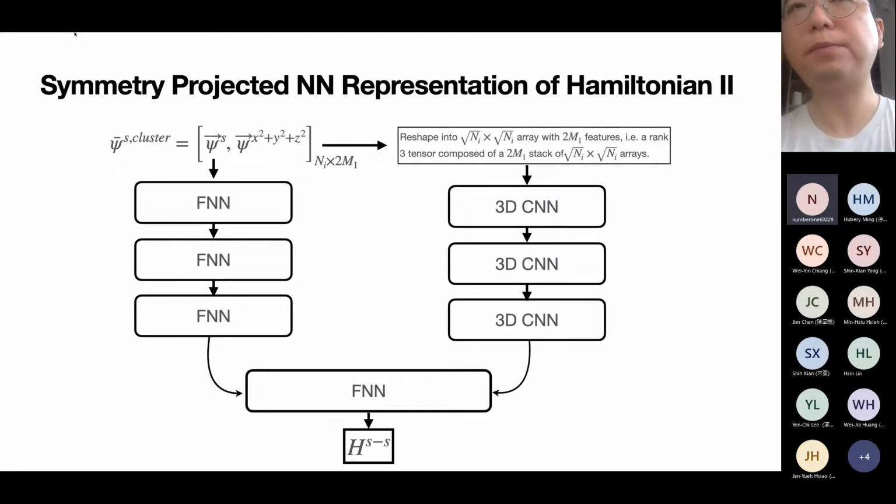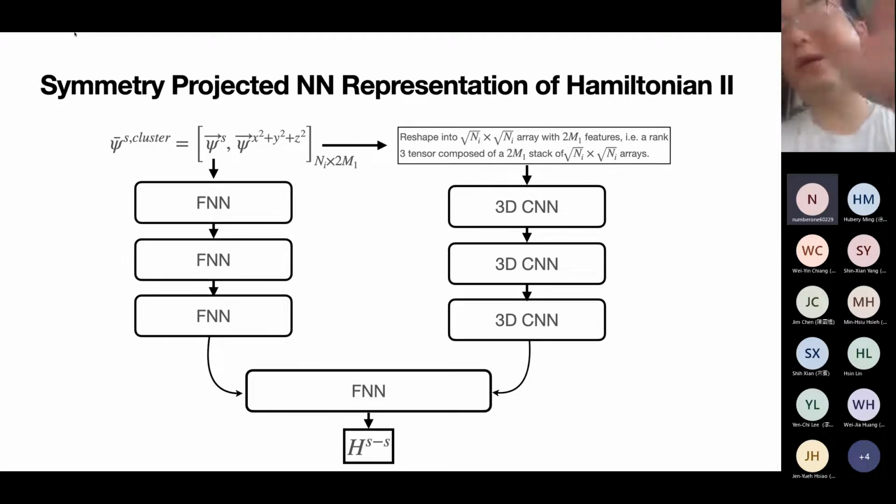So how do we construct these blocks? Okay, now let's look at the HSS block. The Hamiltonian in this case is S wave, and it's formed from all these S orbitals. So what we do is we take all the S orbitals for this cluster, and then we put them into one big vector, and then we have two channels. On the left channel, we feed this huge vector into a feed-forward neural network, and the other channel that we use is a convolution neural network layer.